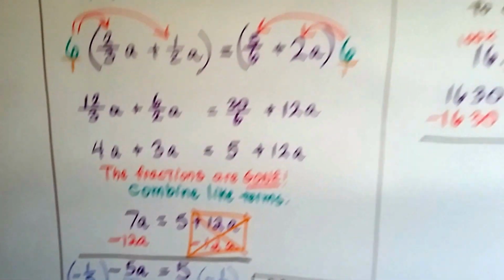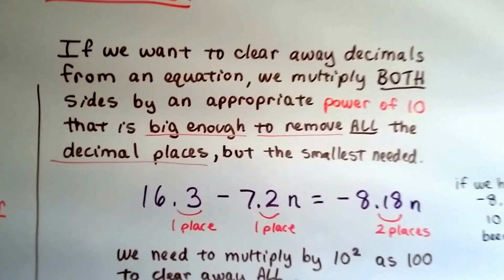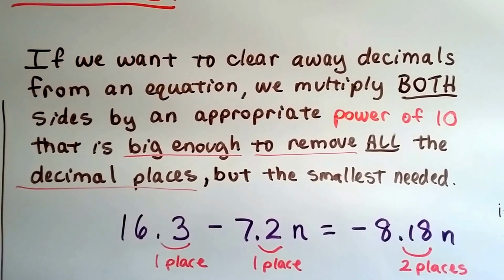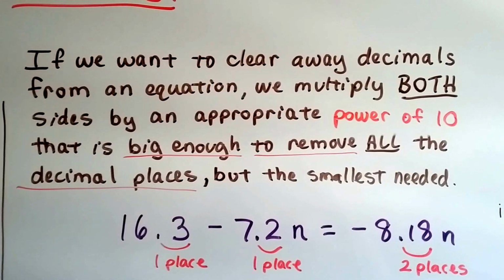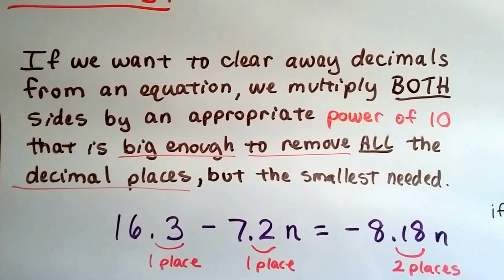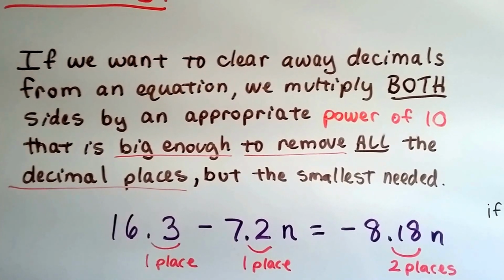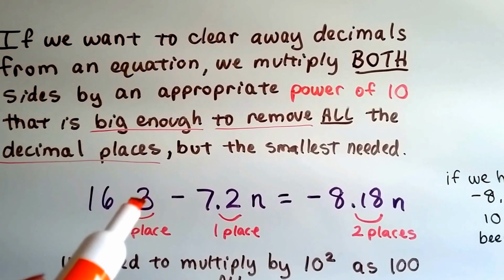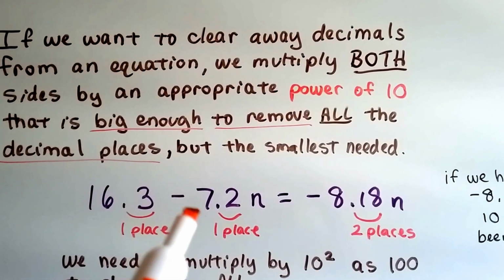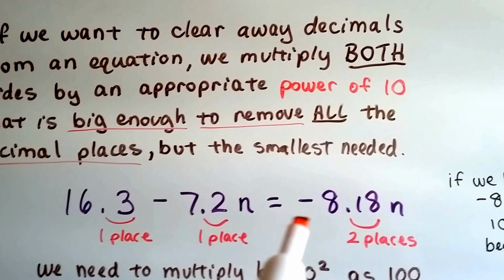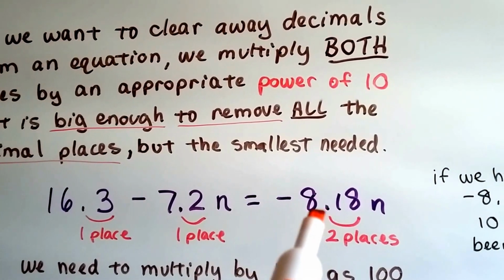All right, now, if we want to clear away decimals from an equation, we multiply both sides of the equation by an appropriate power of 10, one that's big enough to remove all the decimal places, but the smallest one needed. So let's take a look at this. We've got 16.3, that's one decimal place, minus 7.2n, that's got one decimal place, equals -8.18.